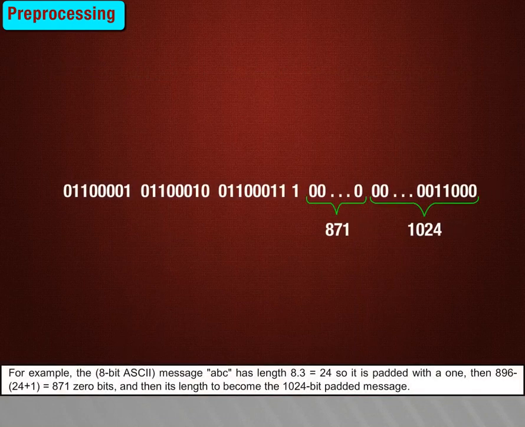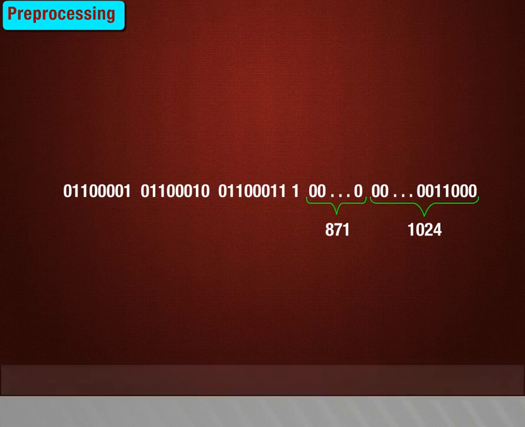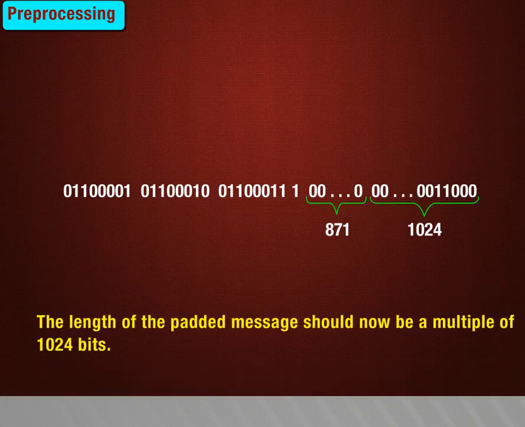For example, the 8-bit ASCII message ABC has length 8 × 3 = 24, so it is padded with a 1, then 896 − (24 + 1) = 871 0 bits, and then its length, to become the 1024-bit padded message. The length of the padded message should now be a multiple of 1024 bits.